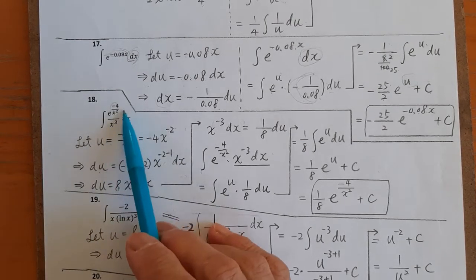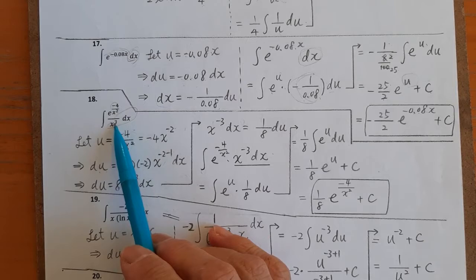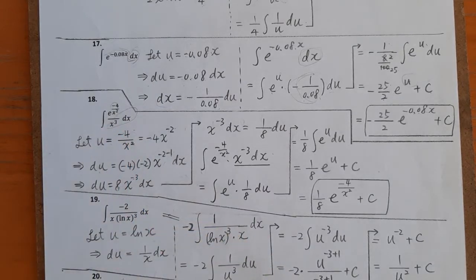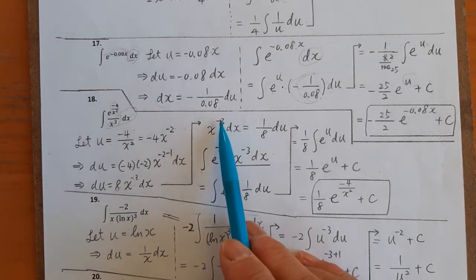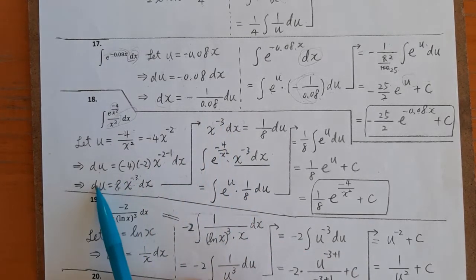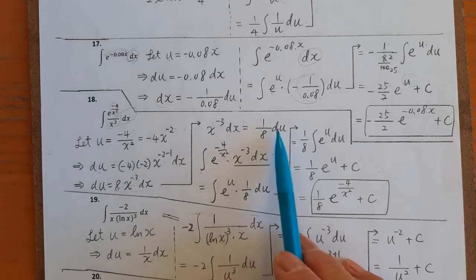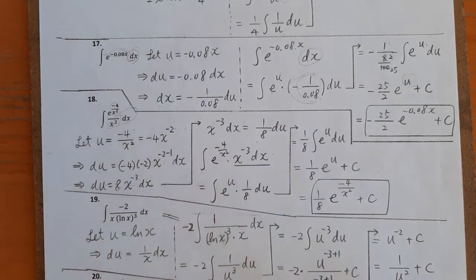Here the denominator is dx over x to the power 3. This one switched up is x to the power negative 3 dx. So what we want is x to the power negative 3 dx. So I divide both sides by 8. This side divided by 8 cancels, so x to the power negative 3 dx equals du divided by 8. So we get du over 8.